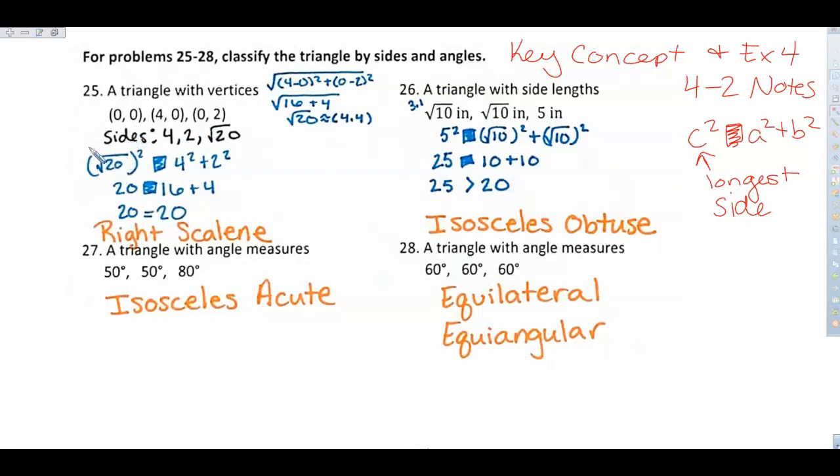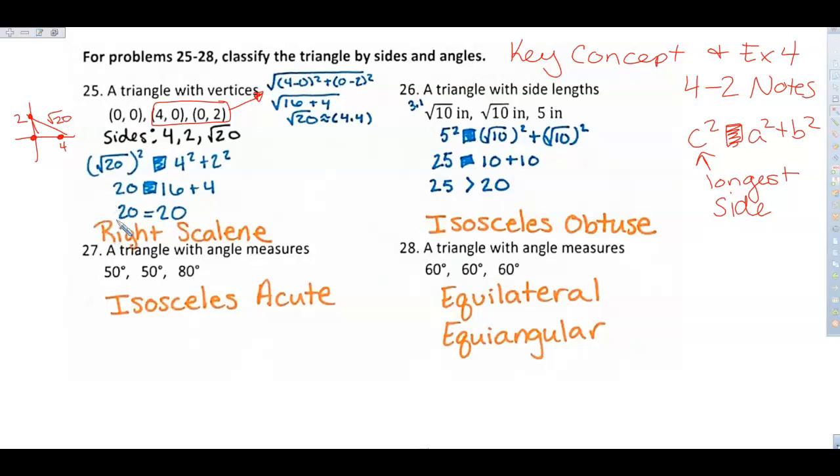So with this one for number 25, if we were to sketch where this is on a graph, I've got (0, 0), (4, 0), and (0, 2). So I know that this side length is 4. I know this side length is 2. What I don't know is this side length. So that's where this comes in right here. We're going to do the distance formula between these 2 points in order to know how long this side is. And that's what's going to give me that square root of 20.